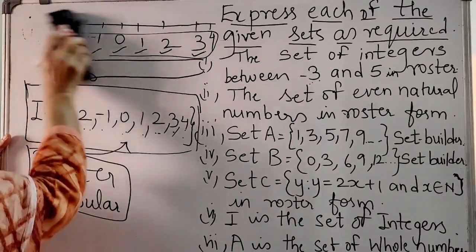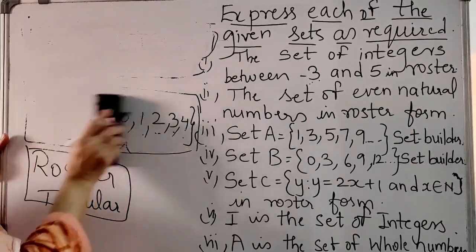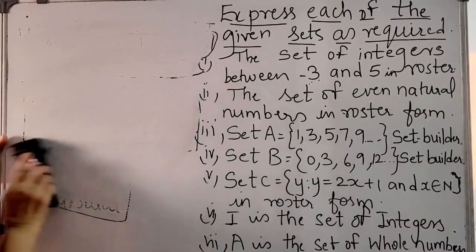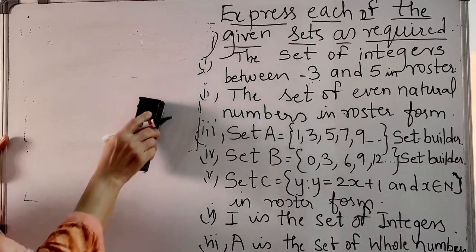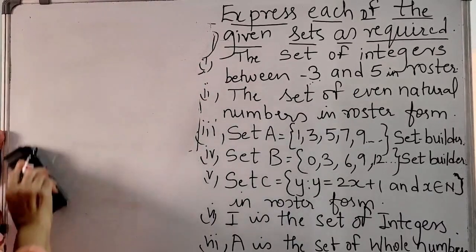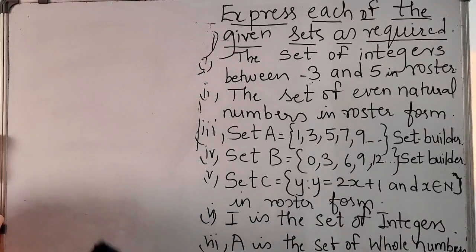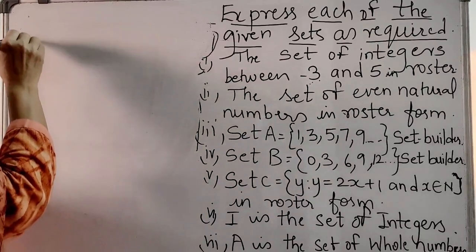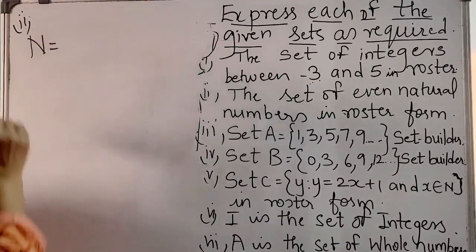Now same way, next, the set of even natural numbers. You know that natural numbers are 1, 2, 3, 4, 5, 6, 7, 8, 9, 10. It goes on. But here it is asked the set of even natural numbers. It has to be even, means you have to leave out the odd. So let's see how you can write it. The second set, the even natural numbers is equal to.